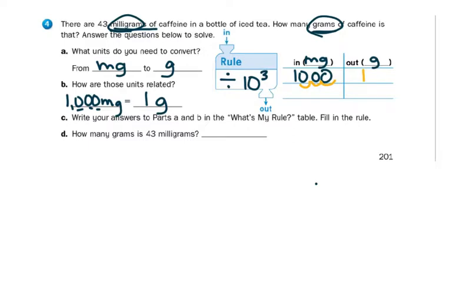How many grams is 43 milligrams? So let's put in 43 milligrams. And we're dividing by 10 to the third. So remember, my decimal point is right here, right? So 1, 2, 3. 43 thousandths grams.